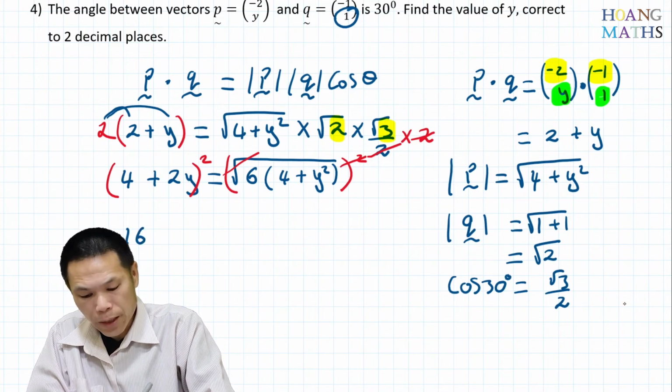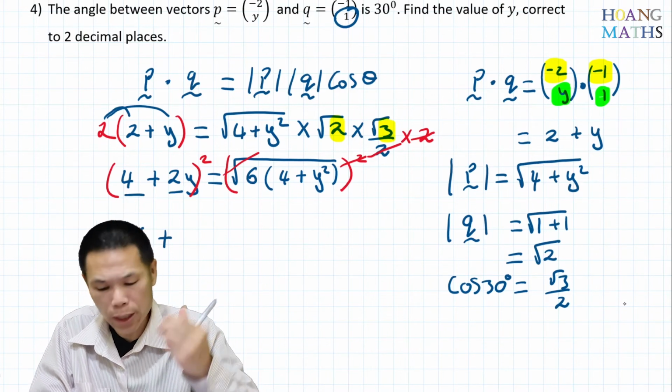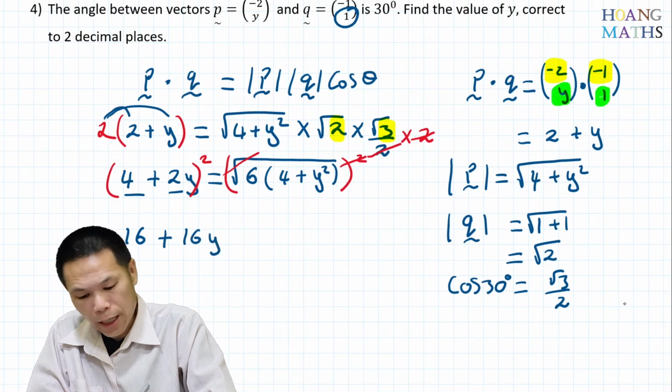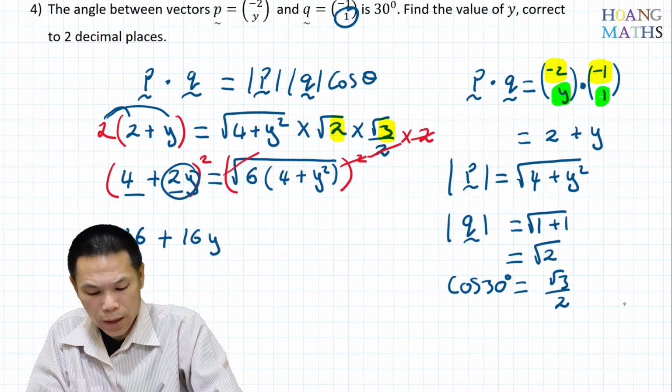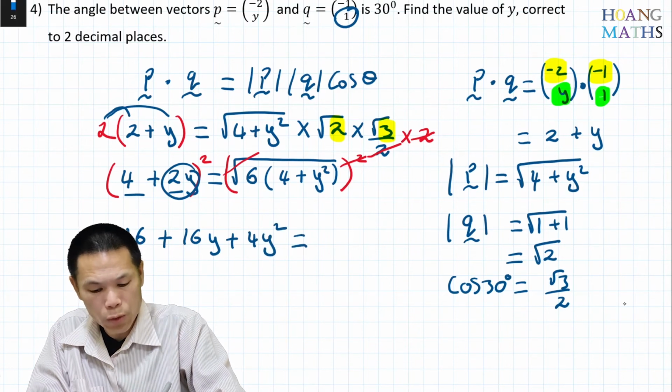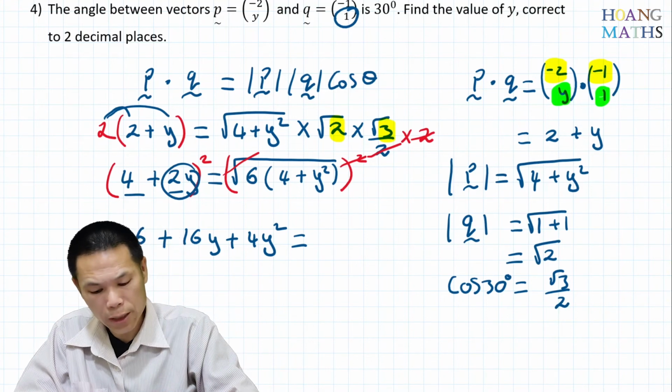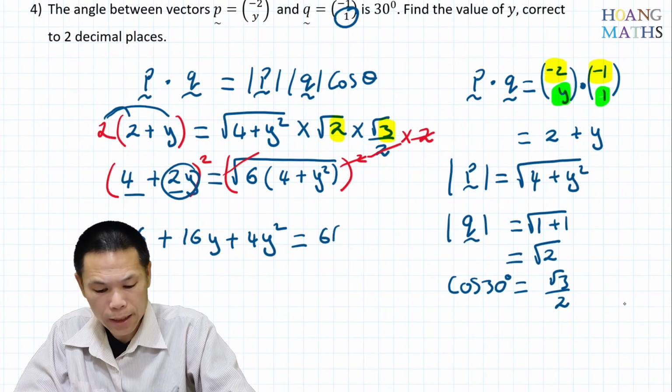So that will give me 4 squared is 16. And then we go 2 times 4, gives me 8, and I double it, so gives me 16y. And then 2y squared, so that gives me 2 squared is 4y squared. So that will give me the right hand side, because the square root already cancelled out. Gives me 6, 4 plus y squared.